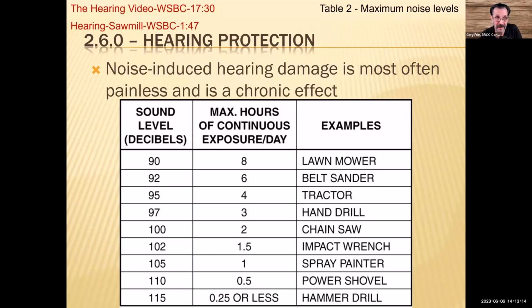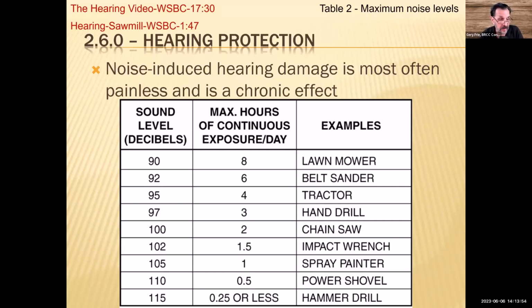Now, OSHA has some fairly pathetic standards when it comes to protecting workers from noise. They say if you have 8 hours of continuous exposure to 90 decibels, then you have to be protected. So we have a threshold limit value at 85 decibels. If you have an average rating of more than 85 decibels, when you're measuring throughout the whole day, the time-weighted average, well, that's when you're supposed to start using hearing protection.